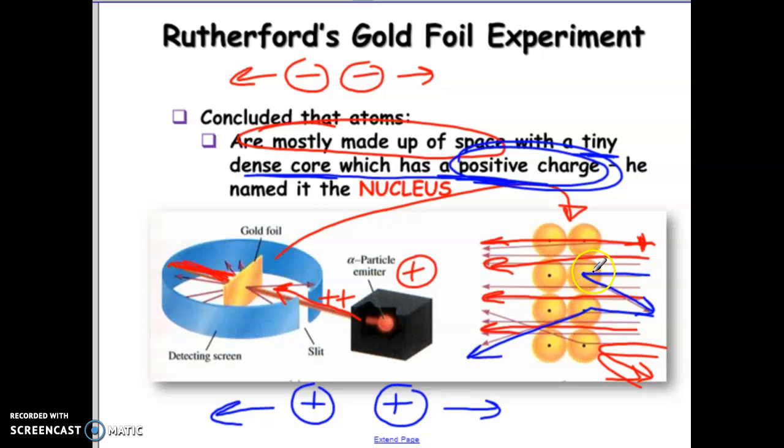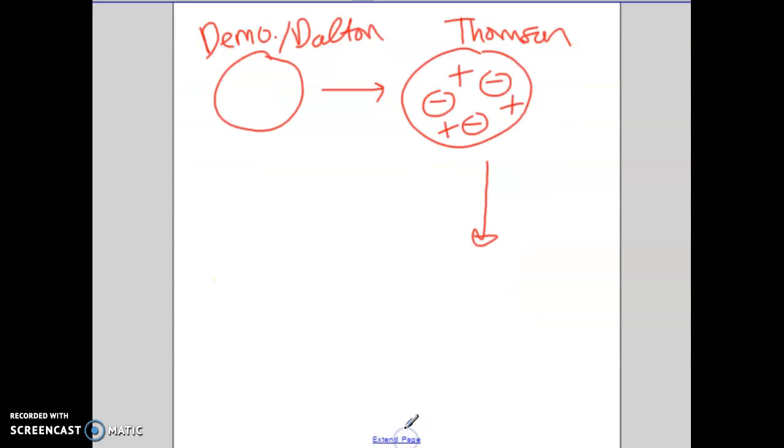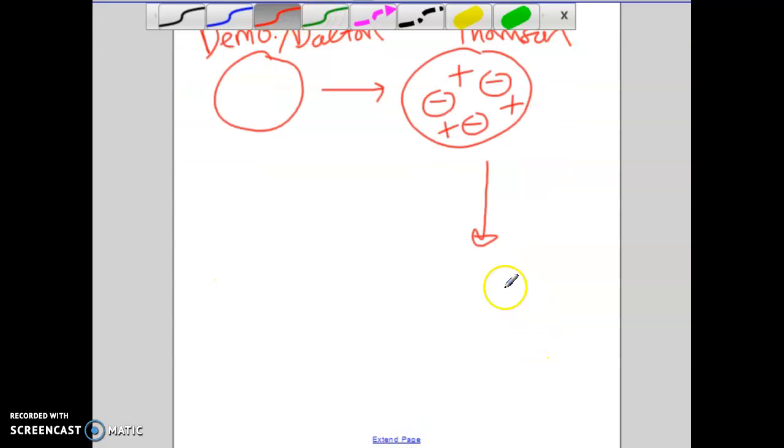So now we know that most of it is empty, but there is something in the middle that has a positive charge, because every time a positive particle went near it, it was pushed away. That positively charged center is called the nucleus. So Rutherford's main discovery was the fact that the atom has a nucleus and is made up of mostly empty space. Let's add to our picture.